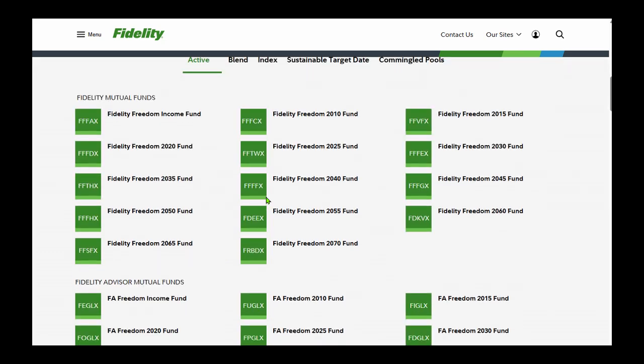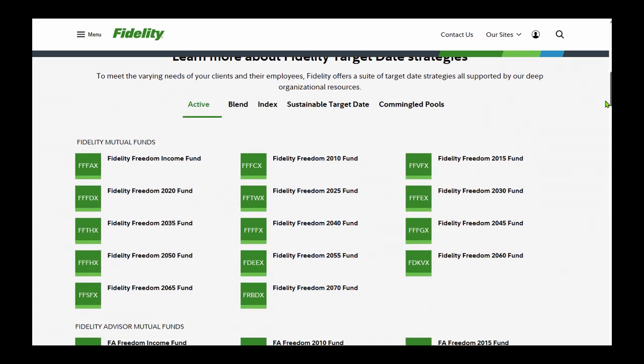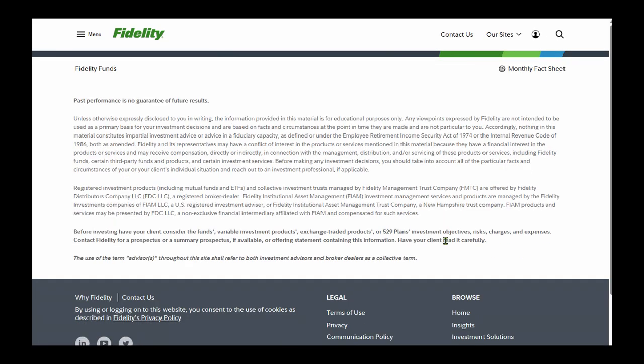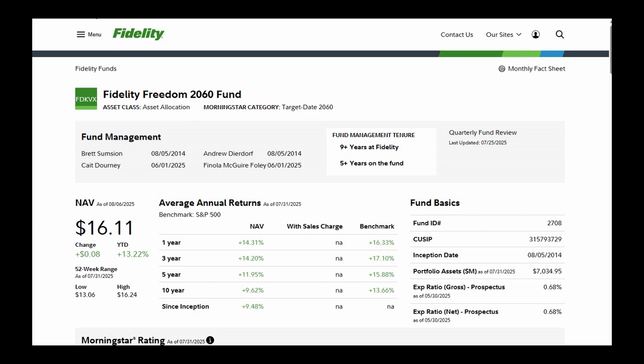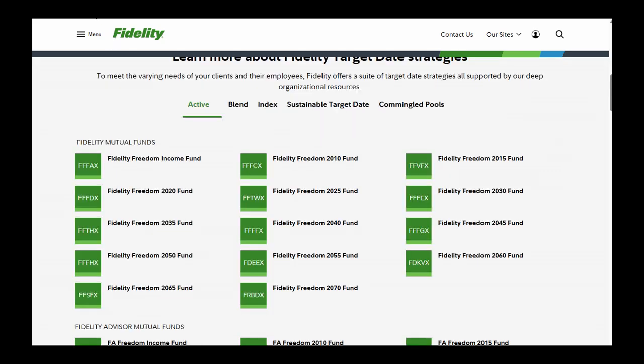Let's look at the funds they have. All right, there's the 2060 fund. Go down. Oh, the expense ratio is 0.68. That's a lot higher than 0.08. What's going on? Well, let's go back and look. As you can see, Fidelity has more types of freedom funds or target funds. This was an actively managed fund. And of course, actively managed, you got to pay for that service and you have a higher expense ratio.